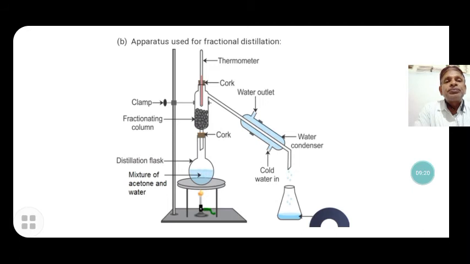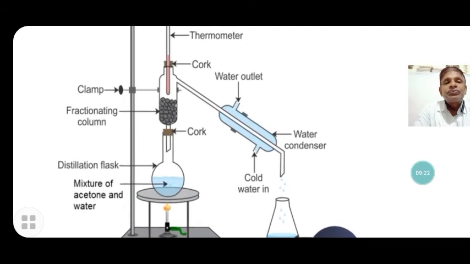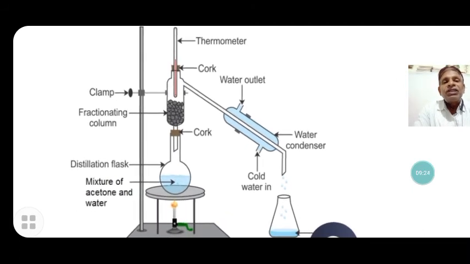Here the fractionating column is taken, one of the important apparatus, and a condenser is also taken here, along with a distillation flask and a mixture of acetone and water. Acetone and water are taken for the separation of the components in the process of fractional distillation.